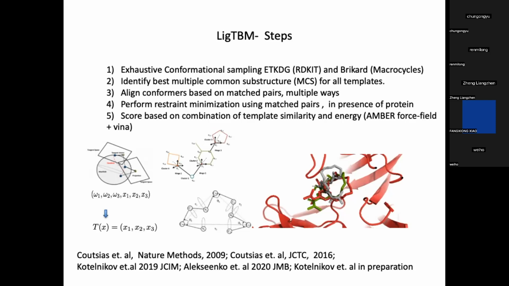Another interesting thing in terms of sampling: for linear molecules, we use RDKit with ETKDG, but for macrocycles, we use a more specialized macrocycle sampling algorithm called Bricard, which was developed by my colleague at Stony Brook University, Evangelos Coutsias. And this algorithm is by now almost everywhere in Rosetta. So this is a pretty good thing if you need to sample macrocycles.